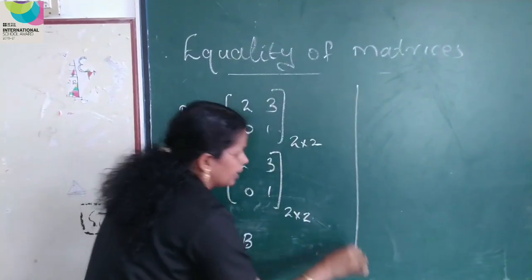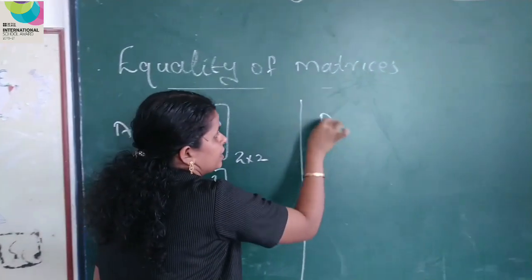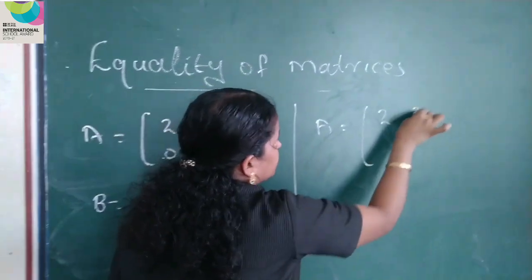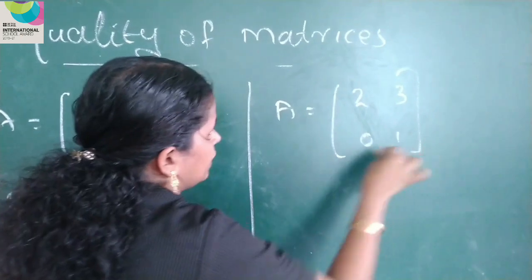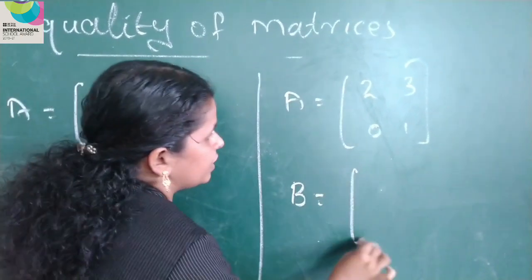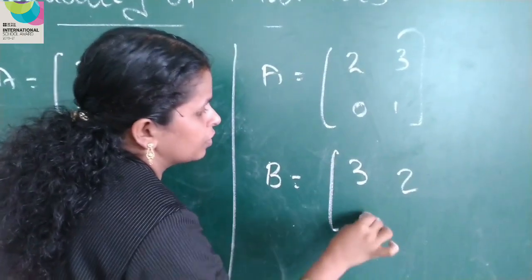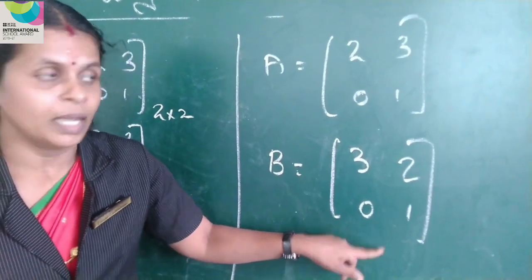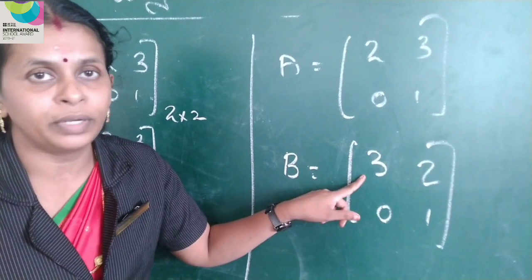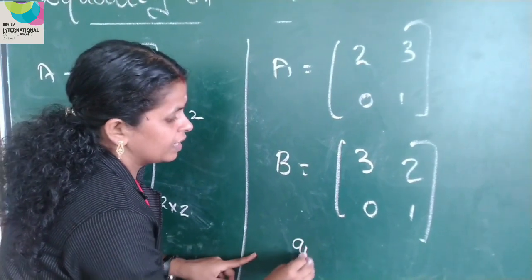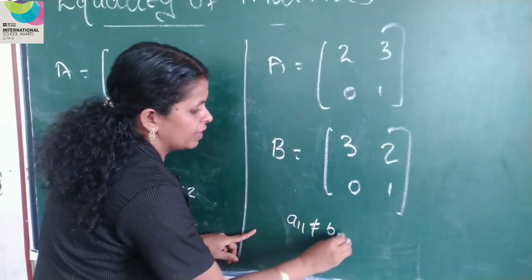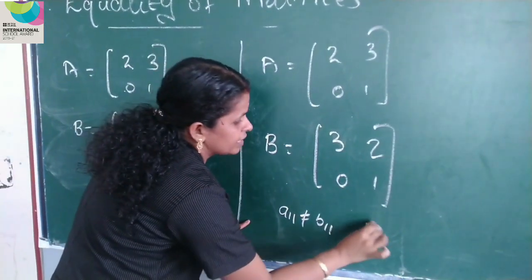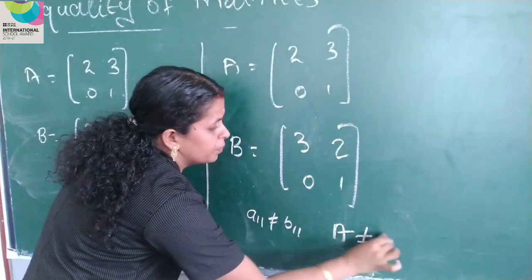Then next, we consider the matrix A equals 2, 3, 0, 1 and B equals matrix 3, 2, 0, 1. Here, both have the same order but corresponding elements are not equal. That means A11 is not equal to B11. Then what we can say? A is not equal to B.